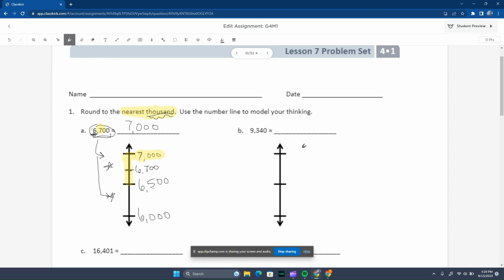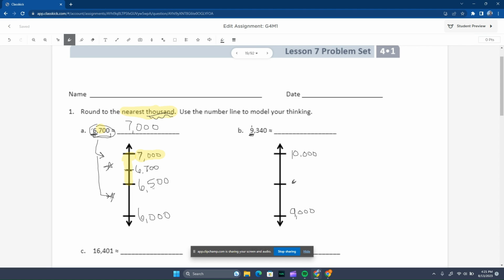Let's try another example here with letter B with the number 9,340. Again, we need to label our vertical number line. First thing we want to do is identify which digit is in the thousands place. In this case, it's a 9. So just this amount of thousands is our lowest possible number that this could round to. So 9,000, and then again, this number up here is the next amount of thousands. So if I was counting by thousands, after 9,000 would come 10,000.